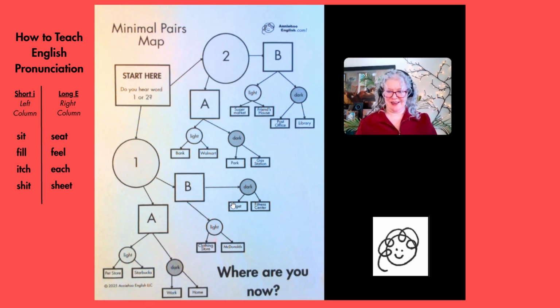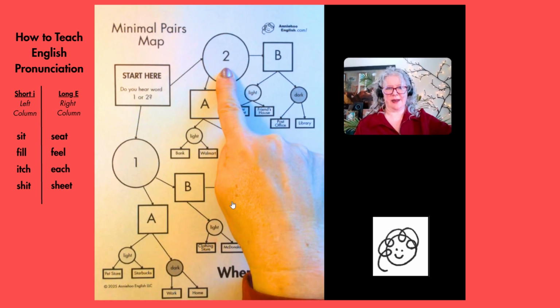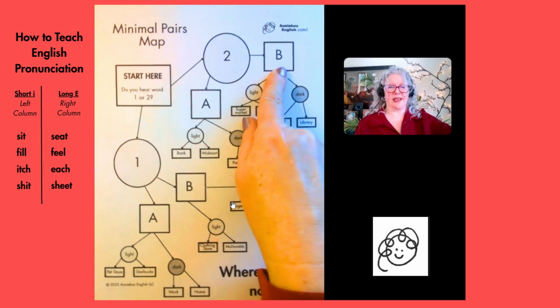Where are you? You should be at your friend's house. Did you find it? It can be pretty tricky. Let's do it together. So the first word, I said seat. Okay, not sit. I said seat. So you would be at number 2. The second word, I said feel. Feel. So you would be at letter B.